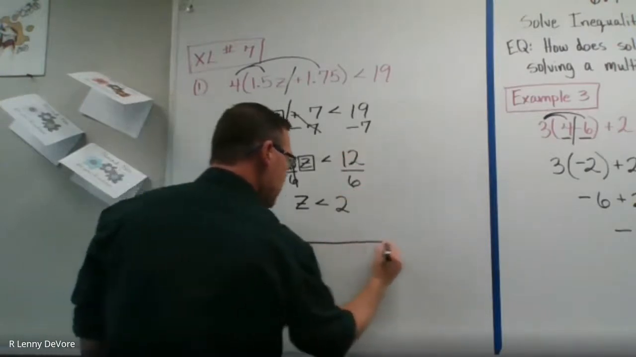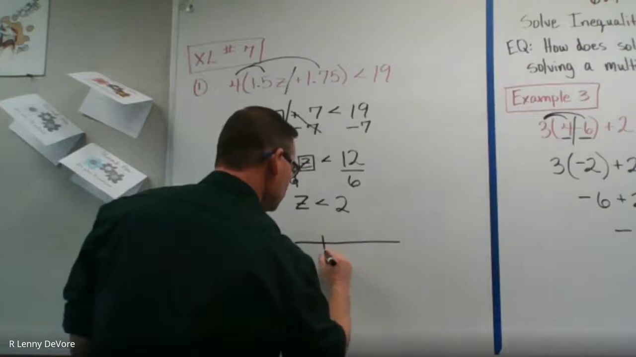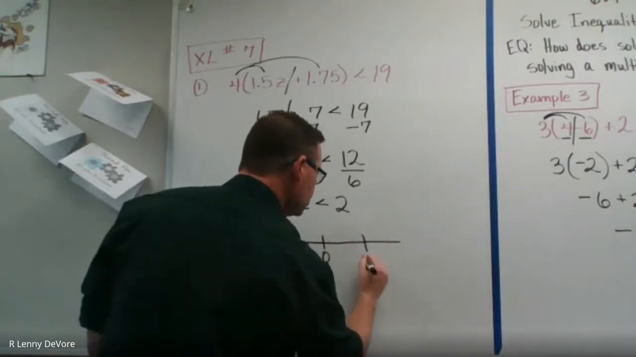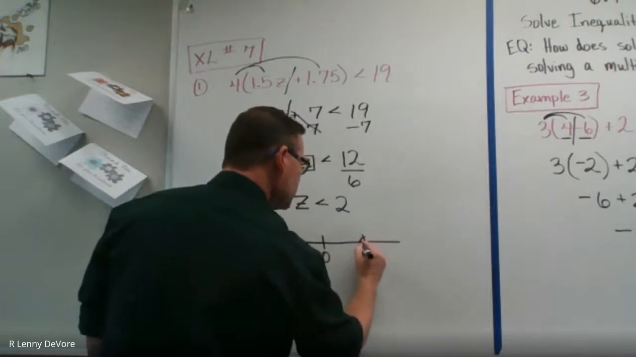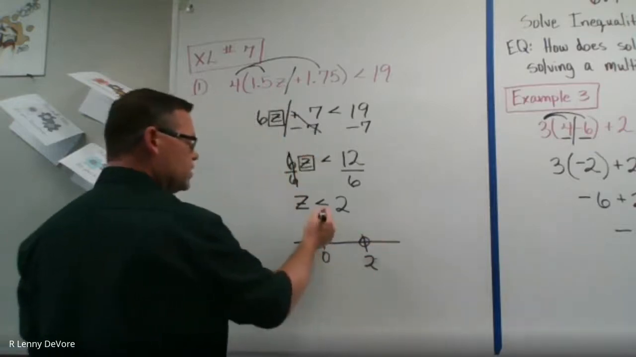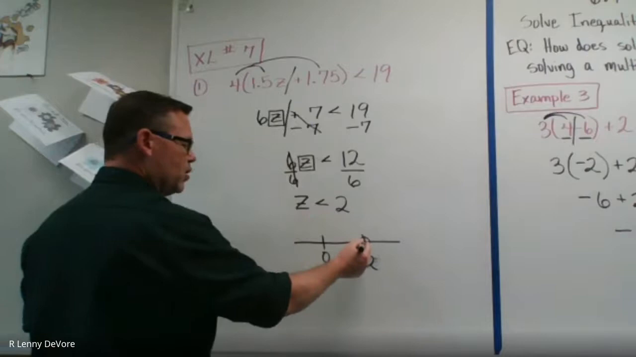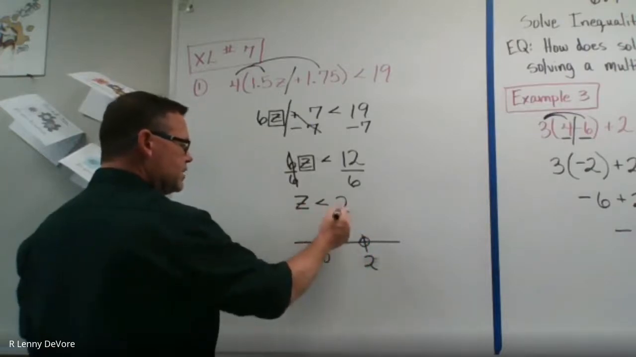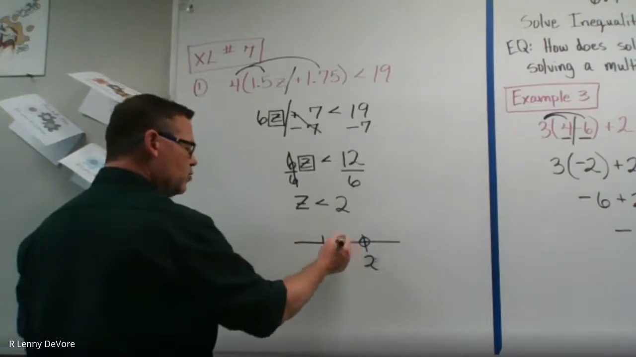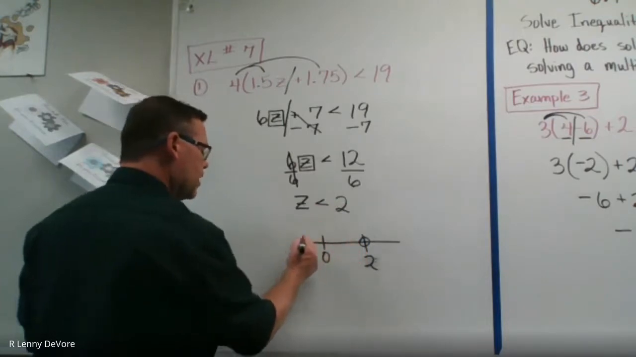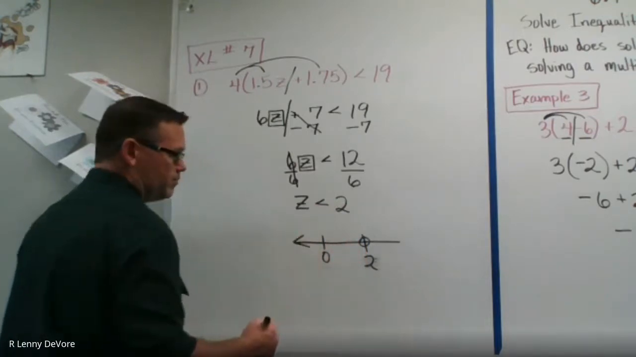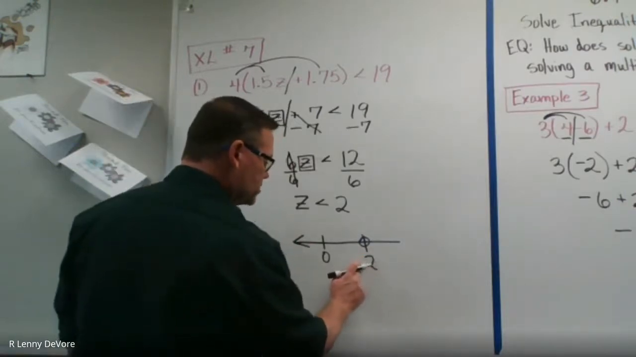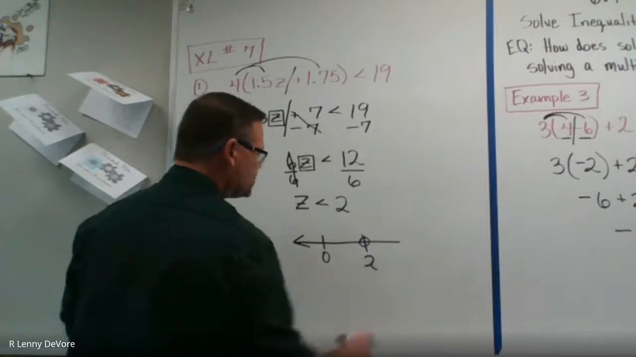Now I do my graph. We have 0. 2 is on this side of 0. We put a circle. Okay. Is it equal to it? No, it's not. So that circle stays open. Okay. Z is less than 2. What's less than 2? 1, 0. So my arrow is going to go this direction. Okay, guys? Hopefully that makes sense. If not, like I said, ask me questions in class.